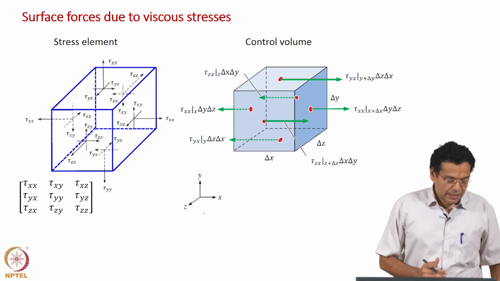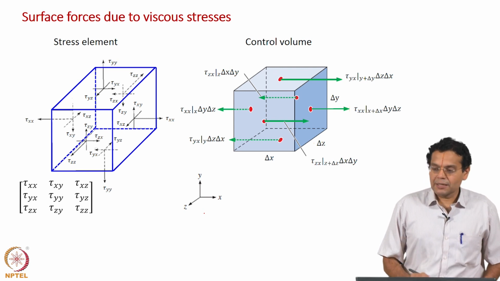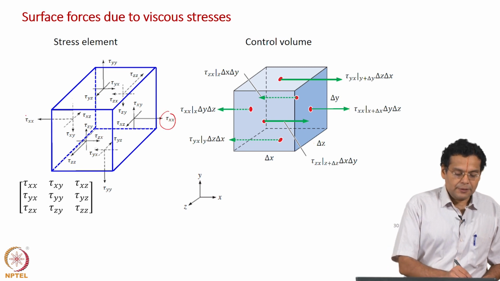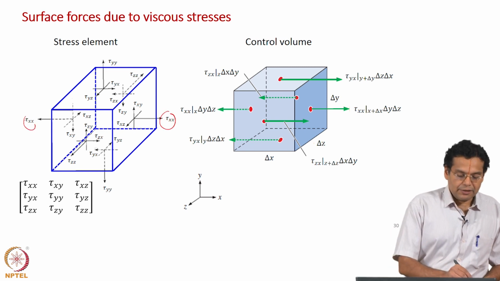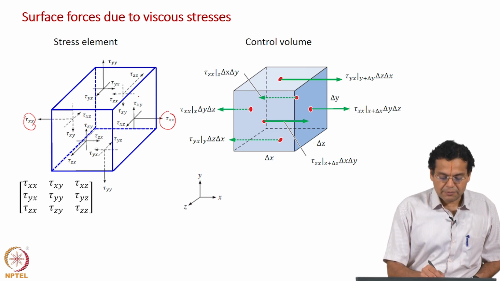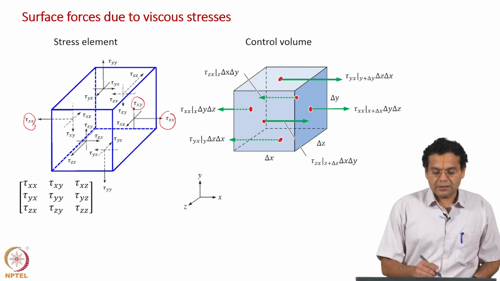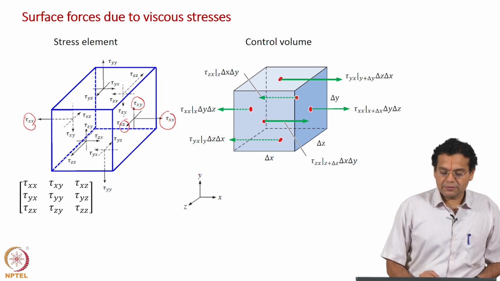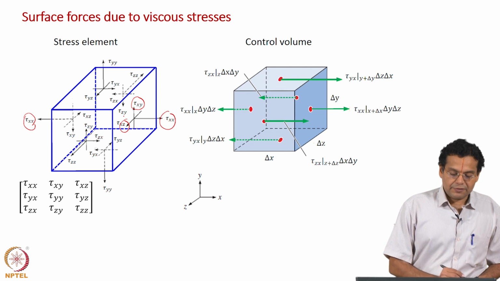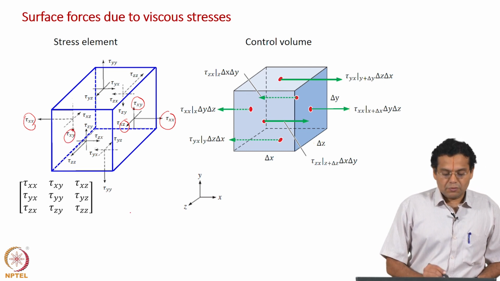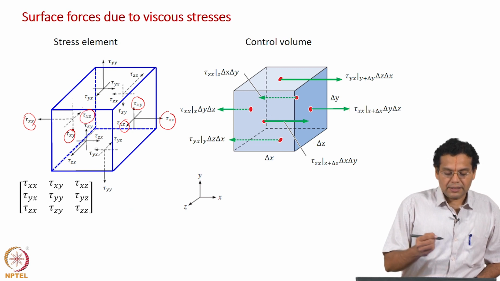And we have used the usual sign convention. On a positive face, forces along the positive direction, on a negative face, forces along the negative direction. That is why we have, for example, tau xy on this face along the positive y axis and this along the positive z axis, but on the left hand side face, tau xy is along the negative y axis, tau xz is along the negative z axis.